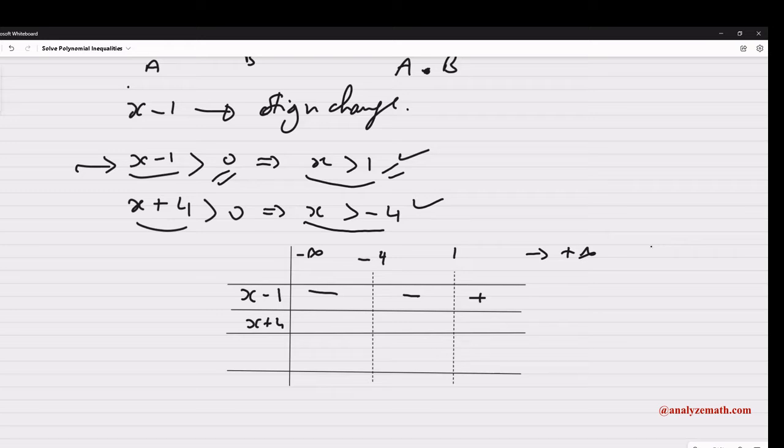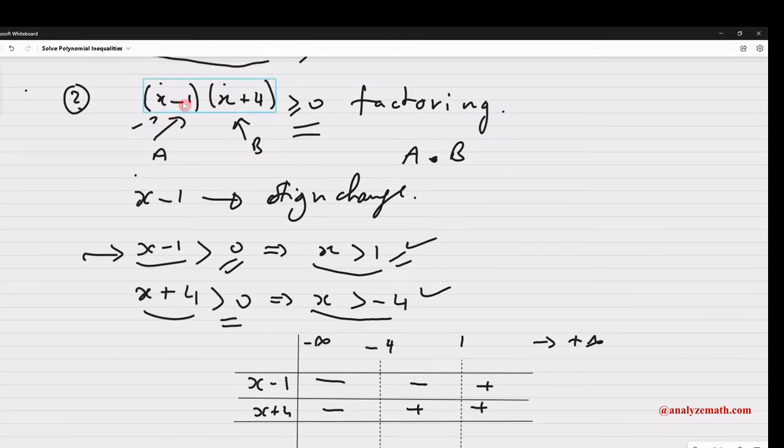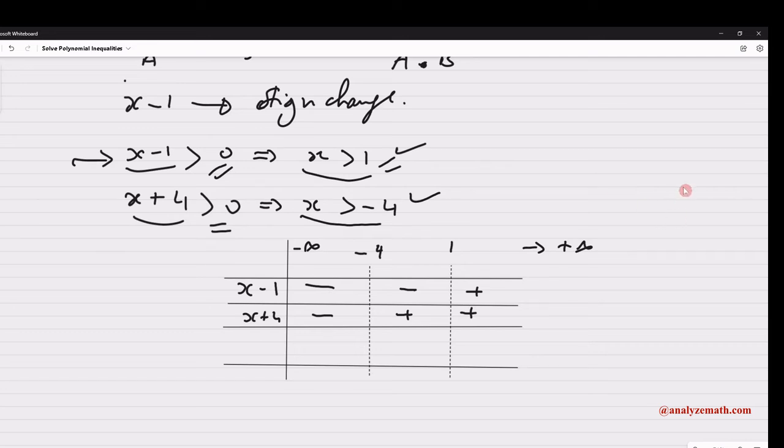Good. X plus 4 will be positive when x is bigger than minus 4. Here is minus 4. So this will be positive when x is bigger than minus 4. If it's less, it will be negative. Now remember what we have. We have x minus 1 multiplied by x plus 4, a times b.